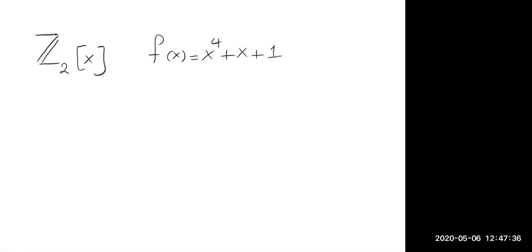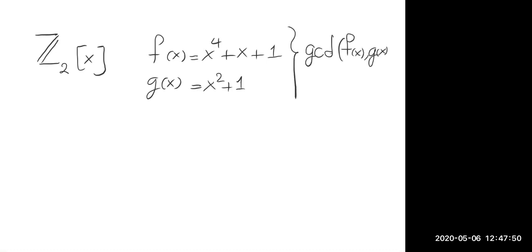Let's consider Z2. Maybe Z2 might be easier. Consider Z2 of X. Suppose f of X is X to the 4 plus X plus 1. Let's just do this Euclid algorithm again. And suppose G of X is X squared plus 1. Suppose I want to find the greatest common divisor of these two polynomials. In order to do that, I should follow this algorithm I told you. First, I should divide f of x by g of x.